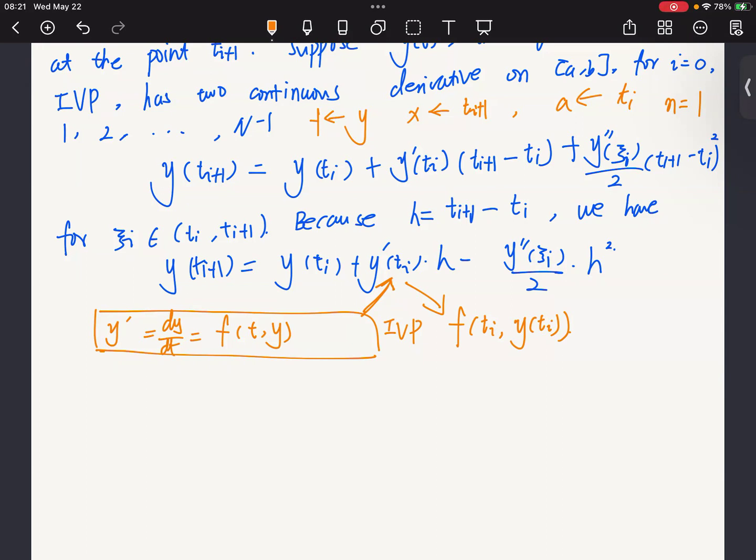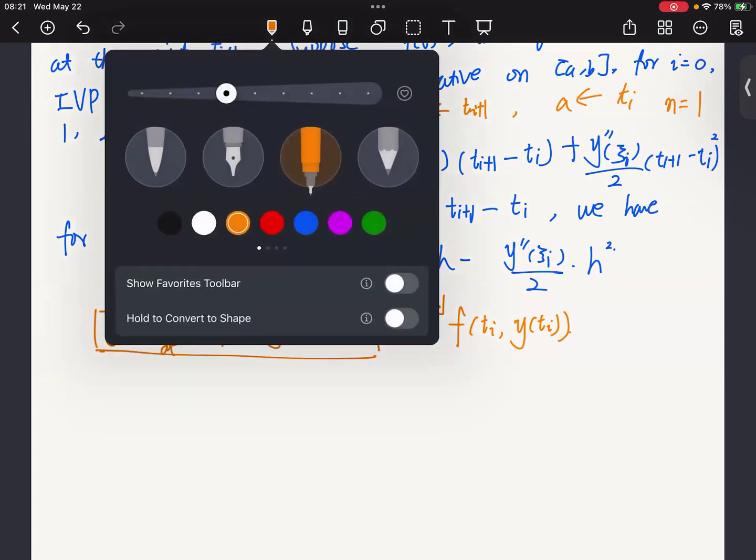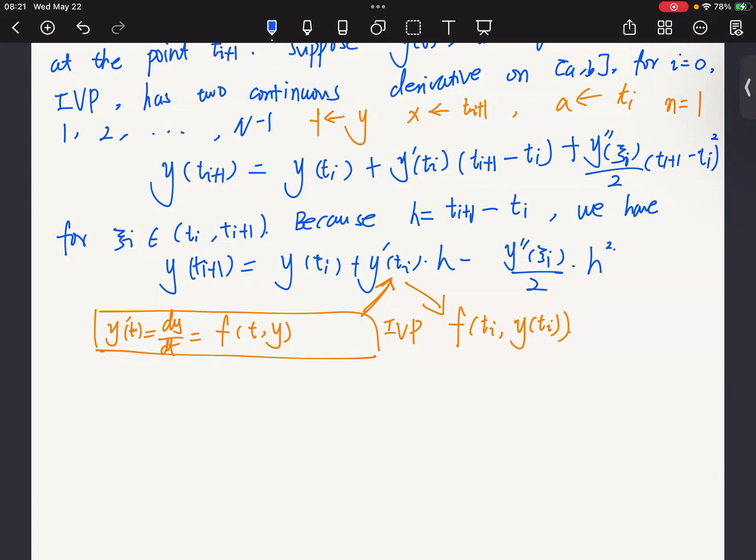This one is just y prime, right? And then I just substitute t_i here in this equation, on the left hand side and the right hand side, which means that y prime(t_i) equals f(t_i, y(t_i)). And this is the thing we get here. And so what do we have at the end?